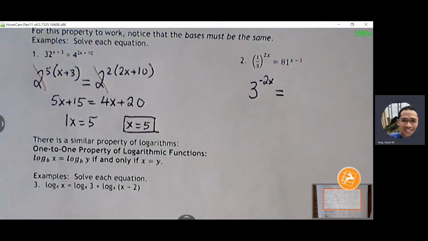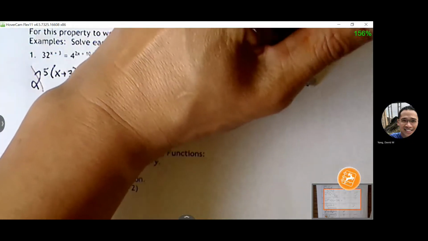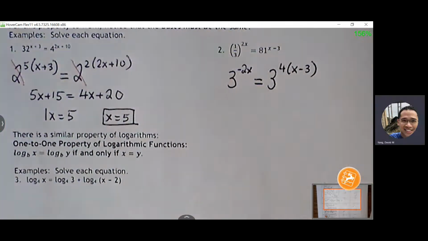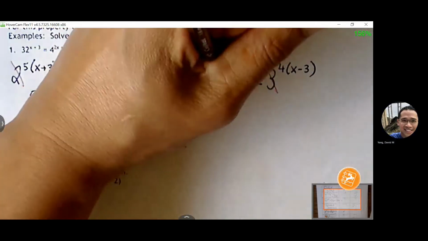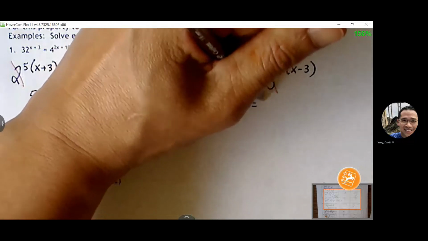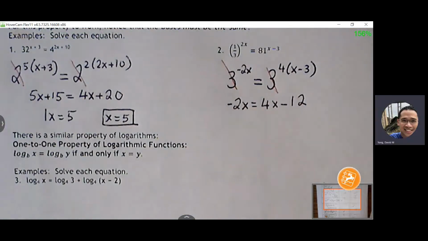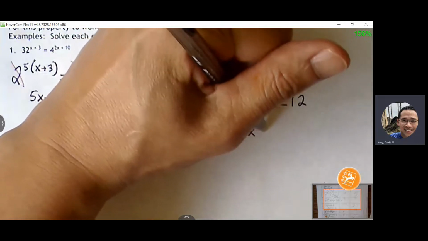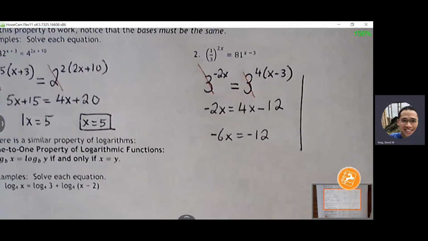How can I represent 81 with 3 as the base? 3 to the 4th. And put everything down from the original problem. Okay, so now the bases match. I can make those go away and just solve the exponent equation. Put the x's together, minus 4x on both sides. I get negative 6x equals negative 12. Divide both sides by negative 6. x equals 2.